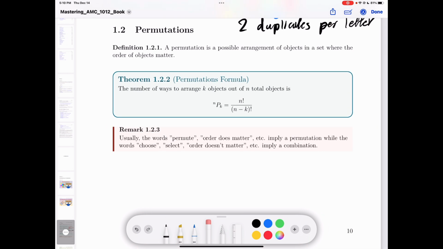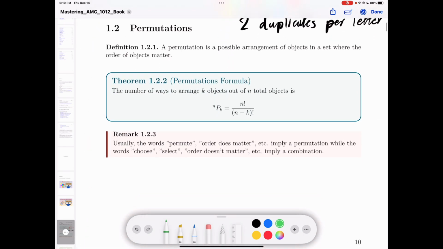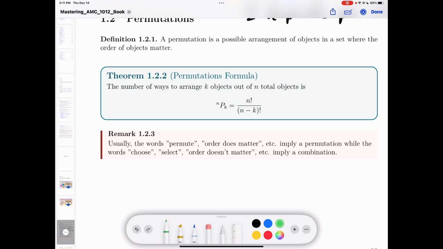All right, permutations. So definition 1.2.1 states that a permutation is a possible arrangement of objects in a set where the order of objects matters. So theorem 1.2.2, the number of ways to arrange k objects out of n total. Yeah, this makes sense. So if I am permuting 5, 3, 5 factorial over 3 factorial, that would give me 20, since it will cancel out and just be 5 times 4, so that makes sense.